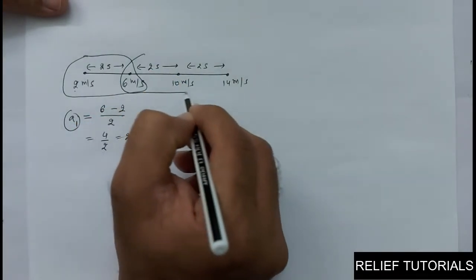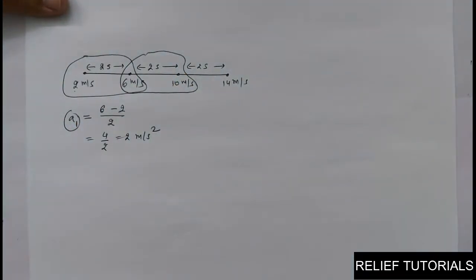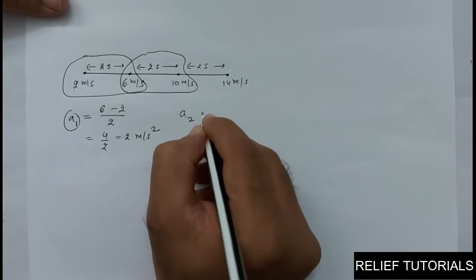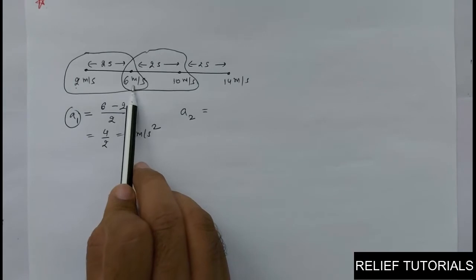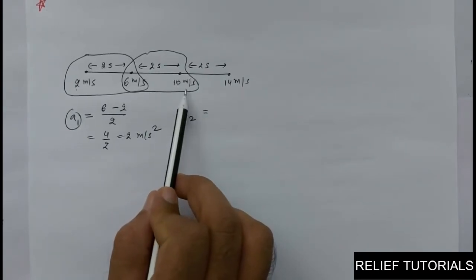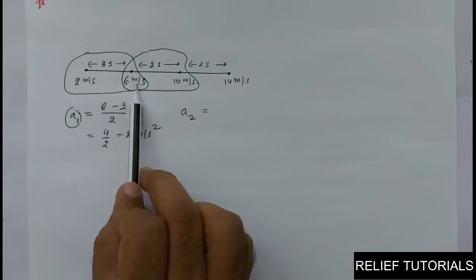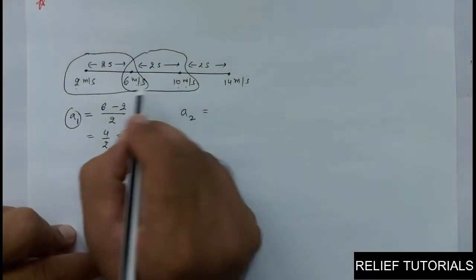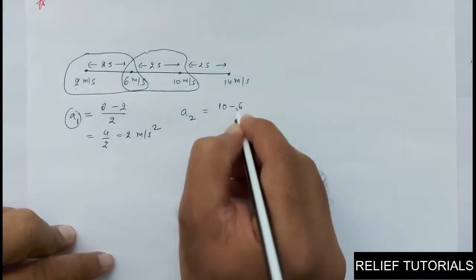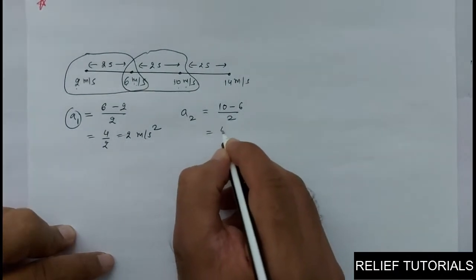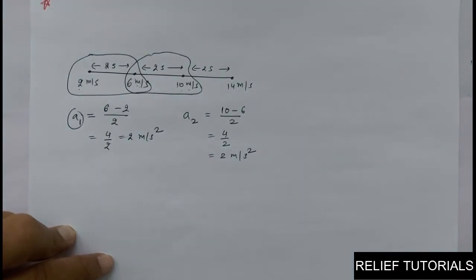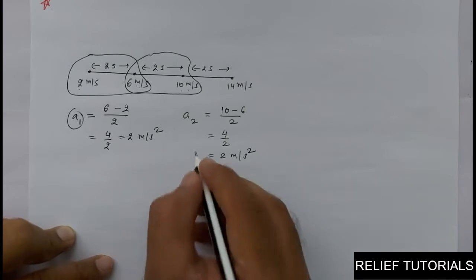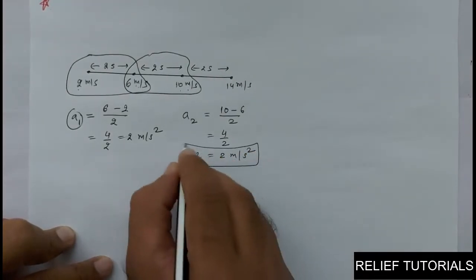Now look at this part. Second part. What would be the acceleration in that case? Here was the velocity 6 meter per second and here the final velocity is 10. So 10 meter per second is the final velocity, 6 meter per second is the initial velocity. So 10 minus 6, and time required for that is 2. 10 minus 6 is 4, 4 by 2 is 2 meter per second square. Here the acceleration is 2 meter per second square.